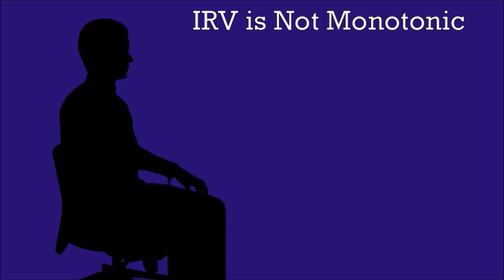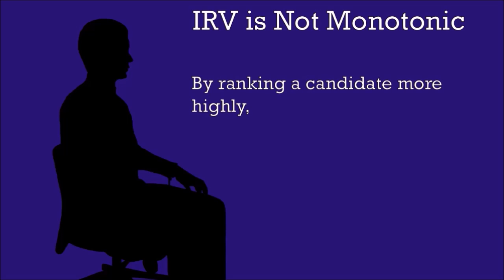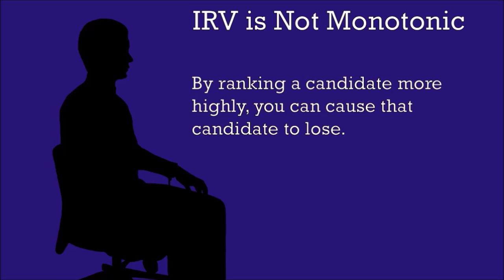That seems like a fairly niche case. How likely is that, really? In Warren D. Smith's models, this occurs in 16.2% of all IRV elections. Oh, okay then. IRV also fails to be monotonic, which means that, by ranking a candidate more highly, you can cause that candidate to lose. In simulations, this happens in about 14.5% of elections.